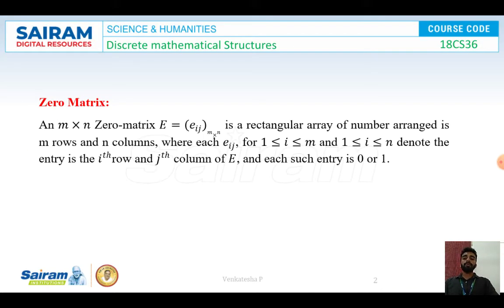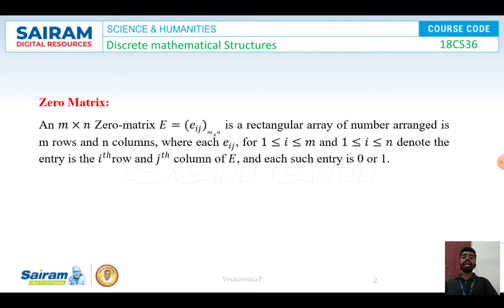So first we will discuss about the 0-1 matrix. To define this 0-1 matrix, I'll be taking an m cross n matrix. An m cross n 0-1 matrix is denoted by the notation capital E, and it is defined by Eij of the order m cross n, a rectangular arrangement of m rows and n columns.